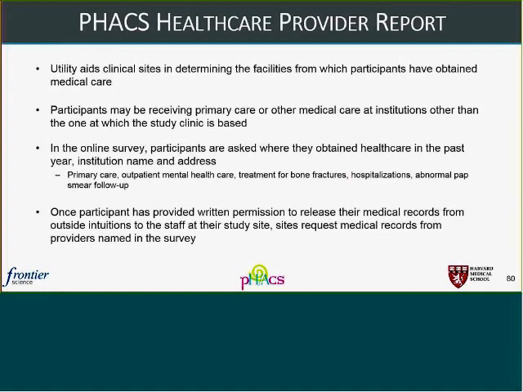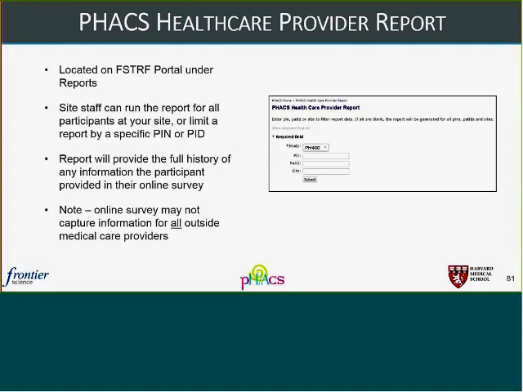Healthcare provider report is an important one for you to definitely take a look at. What this utility will do for you, if your participant during the ILLUME survey has received care or medical care outside of your clinic, for example, for a bone fracture, for mental health care, anything that might have occurred outside of your site, this utility will give you the information that you need to follow up on the medical records. So once you have their written permission to release their medical records, you can go into this utility, and it's located on the portal, and you can run this several different ways.